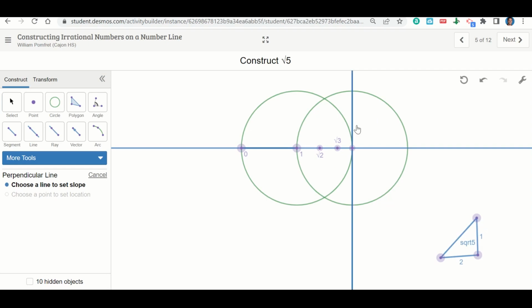So that means the distance from this point to here should be exactly square root of 5. So I'm going to go ahead and put a point here, and I'm going to use a segment to connect them, right there.